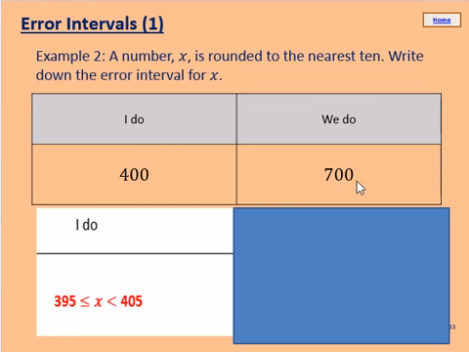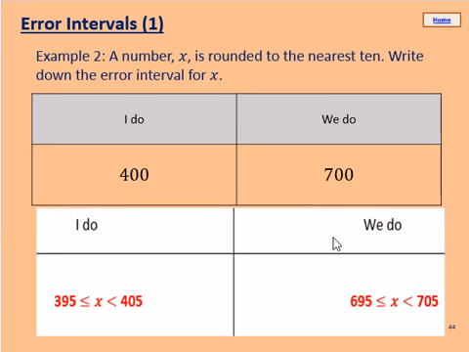Please do the same for 700. Pause the video here, do the same for 700. Okay, so for 700, x could have been anything equal to or greater than 695 and less than 705. Well done if you got that right.